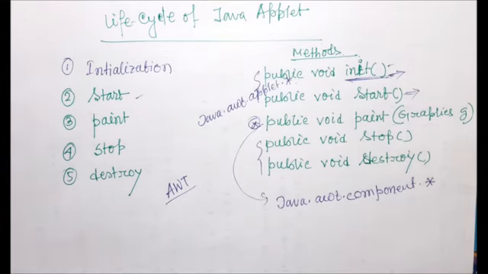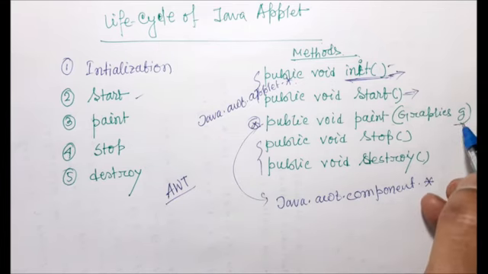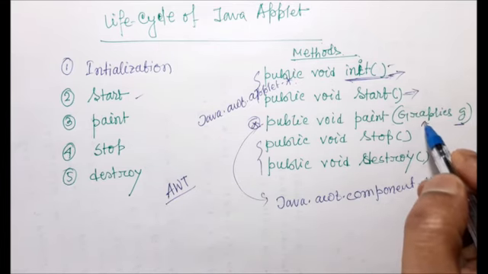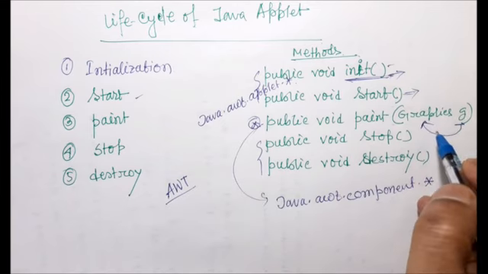So whenever I want to get output on the screen, the paint method is called every time. And here g is an object reference of the Graphics class. So Graphics is a class and g is an object reference of the Graphics class.